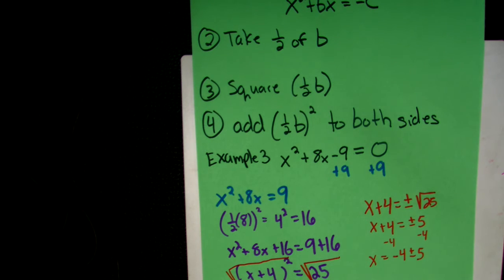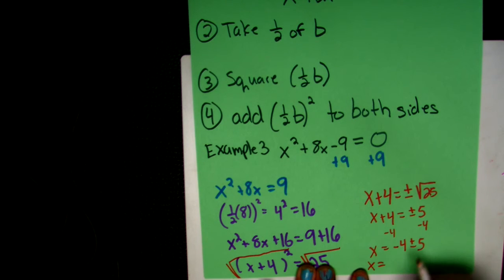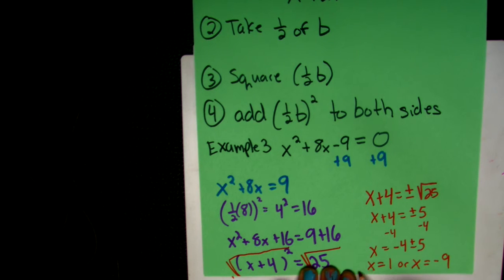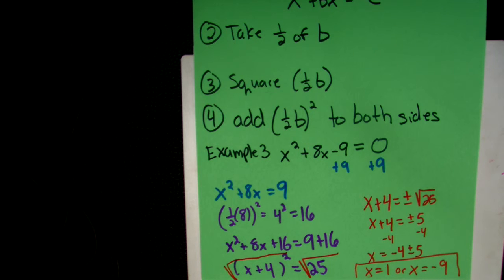So if you have -4 plus 5, then that means x is going to be equal to 1. However, if you have -4 minus 5, that means you have x is equal to -9. So those are our two solutions. Okay, so that is completing the square.